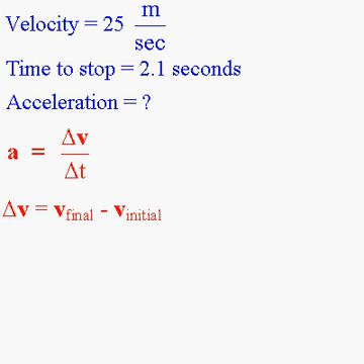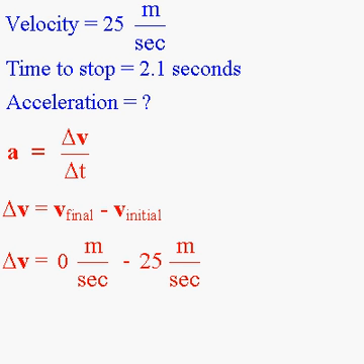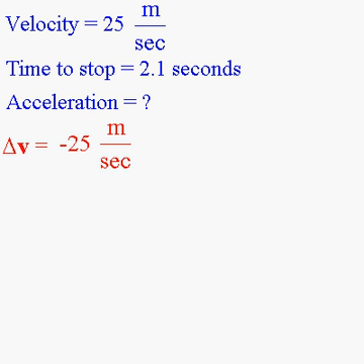To get the change in velocity, we simply take the final velocity and subtract the initial velocity. So delta V equals V final minus V initial. V final is 0 meters per second, V initial is 25 meters per second. So delta V is 0 meters per second minus 25 meters per second, or negative 25 meters per second. Okay, that's delta V. Delta T is easy. It took 2.1 seconds for this thing to stop, so delta T is 2.1 seconds.